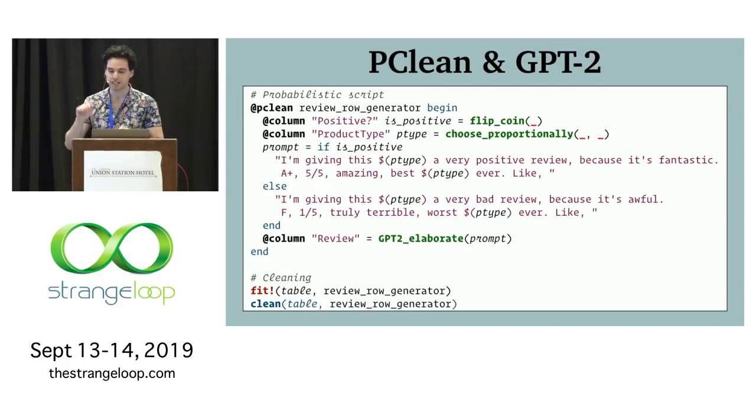But we want to incorporate the sentiment too, so we can switch on the sentiment with an if statement and say, if we're trying to generate a positive review, we're going to prompt it by saying, "I'm giving this book a very positive review because it's fantastic. A+, 5 out of 5, best book ever." And otherwise, we're going to say, "I'm giving this book a very bad review because it's awful. F, 1 out of 5, truly terrible, worst book ever." And then we're going to pass that to GPT-2 to finish off the review.